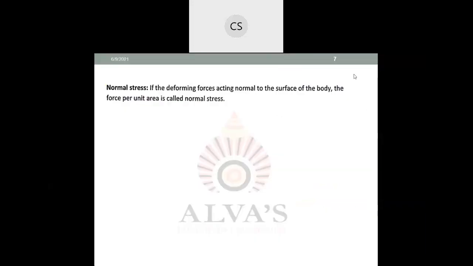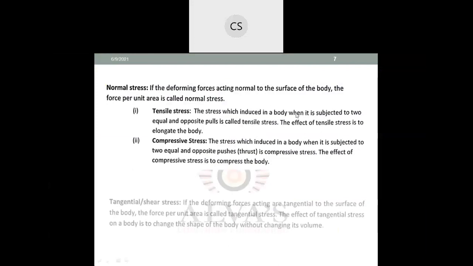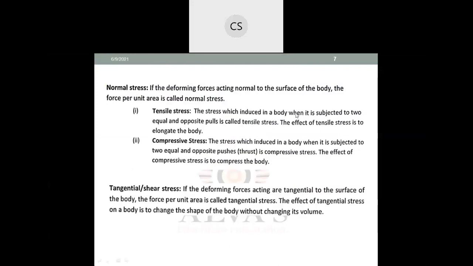You expect me to explain tangential stress, right? Okay. Tangential stress. Normal stress people have understood, I hope. Coming to tangential stress, with normal stress you understood the force is acting normal to the surface. Now here the deforming force is acting tangential to the surface of the body. Suppose this is the body.